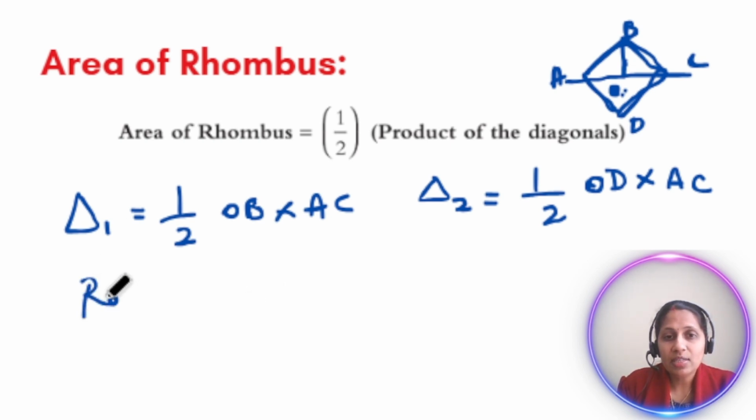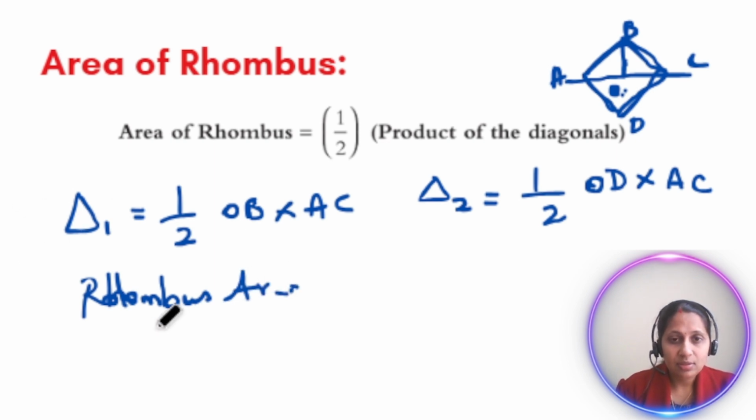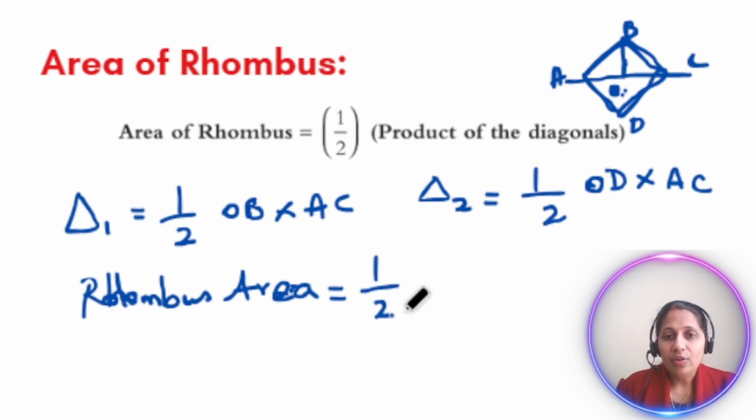So the rhombus area is nothing but half of your OB plus OD, which is nothing but your BD, times AC.